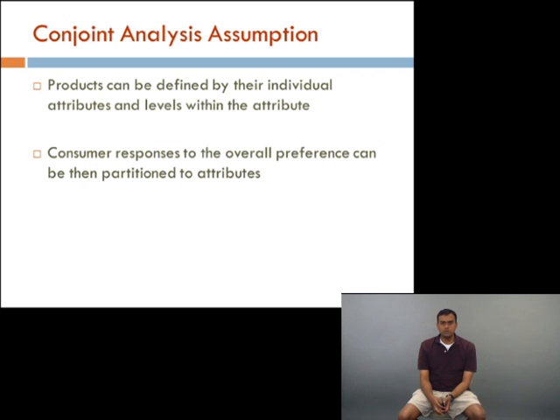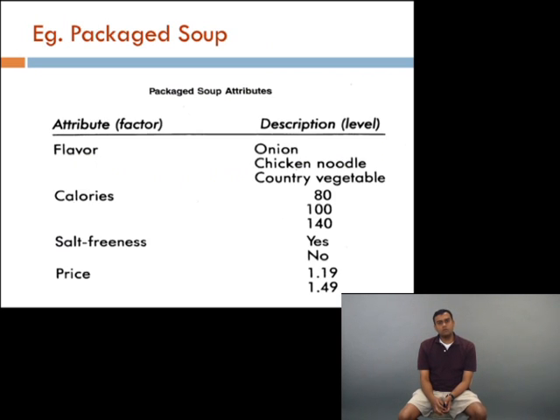Here's an example that Campbell used for the soup. They could come up with different versions of soup, but their R&D thought about it and said, look, what we think is important for consumers are four different attributes. One is what kind of flavor we're going to offer in the soup. Second is how many calories we're going to put on the back of the soup can. Third is whether it's going to be salt-free, which takes a little bit of processing as compared to no salt-freeness. And lastly, they also thought about including price.